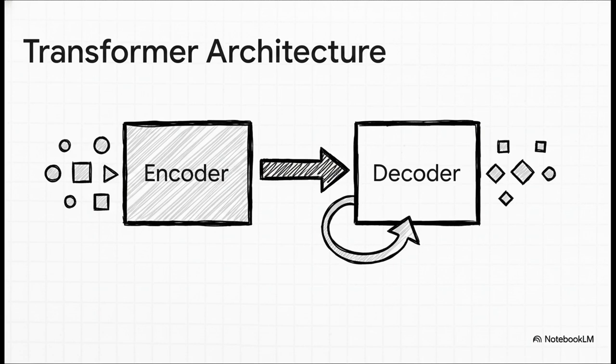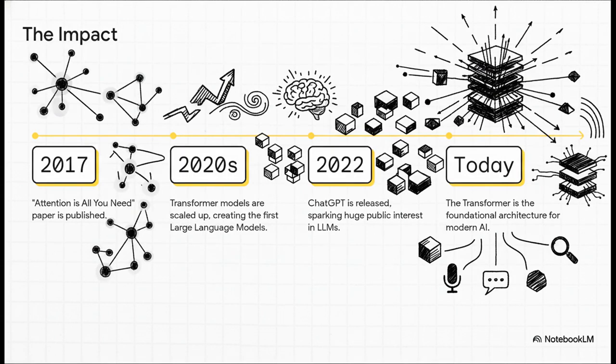So what exactly is a transformer? Well, you can think of it kind of like an expert translator. It has two main parts. First, there's the encoder. Its job is to read your text and build a really deep, context-rich understanding of what you mean. Then, the decoder takes that deep understanding and uses it to generate the output, like the answer to your question. And the rest, as they say, is history.